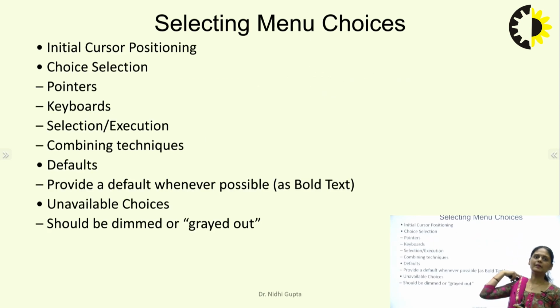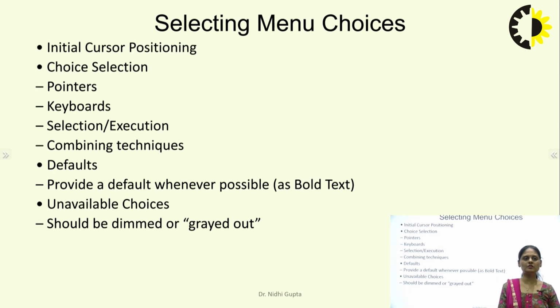Now, selecting the menu choices, the initial cursor position we need to set by default, because when we go for any menu designing, there must be some default position we need to mention, that is the initial cursor positioning. Again, the choice selection we need to mention as a default, that is pointers, how the pointer should appear, keyboard items, selection execution, how it appears, combining techniques and defaults. So provide a default wherever possible.